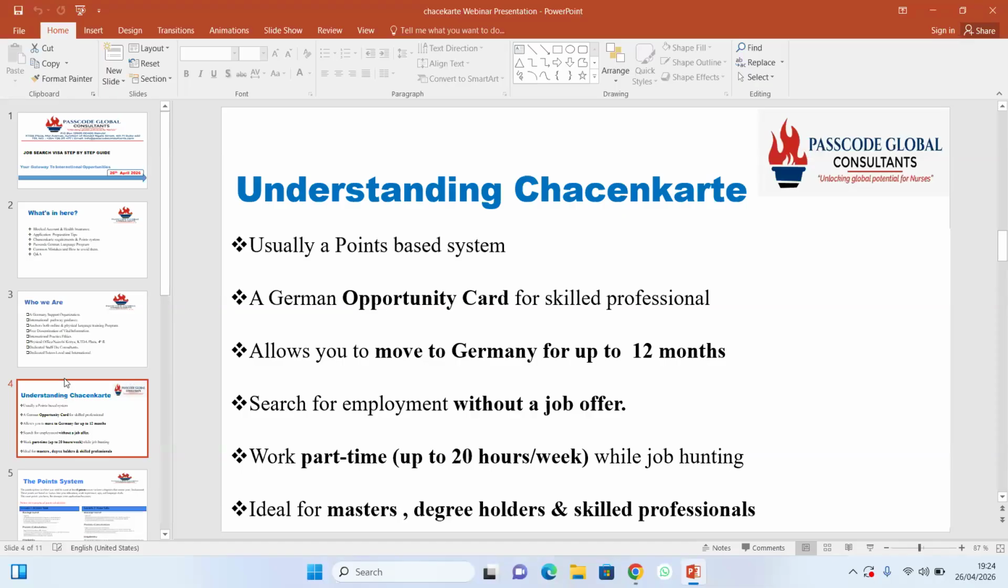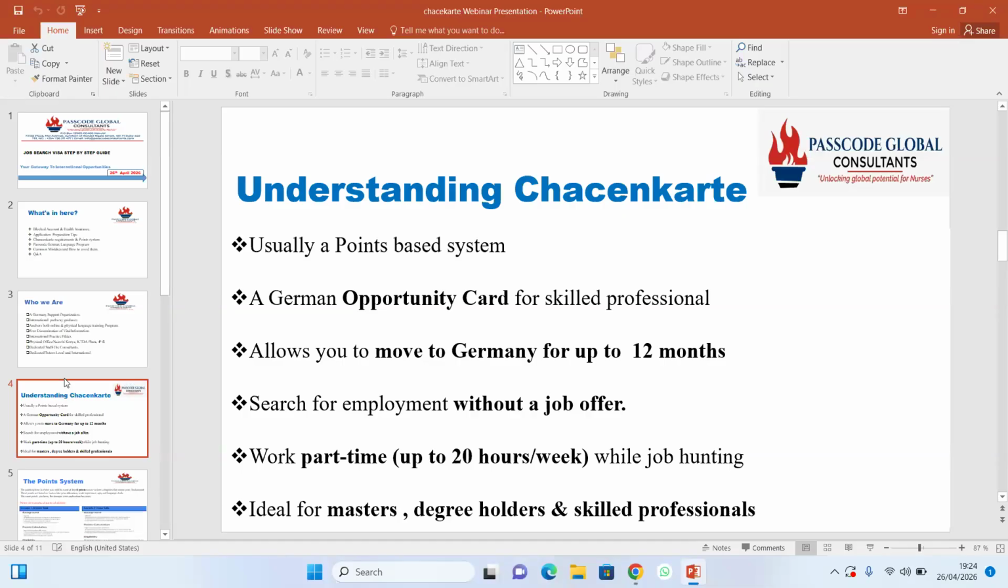So the other part is now the Chancen Karte, which is what I want to talk about now. The Chancen Karte is a job search visa. So you've done your degree in your respective country, and unfortunately, due to the bad economy, you've not landed a job. You can move to Germany with this Chancen Karte and secure a job there. It's usually a point-based system, and it's an opportunity card for skilled professionals.